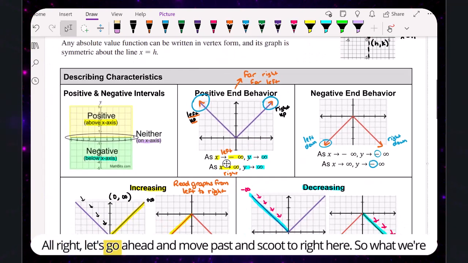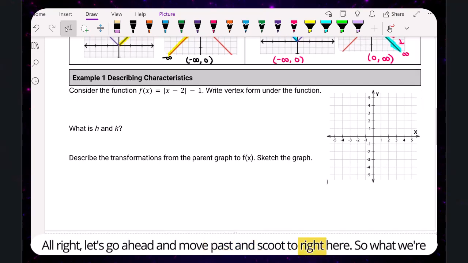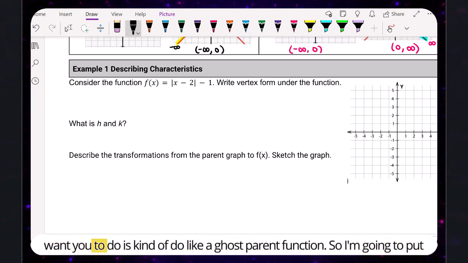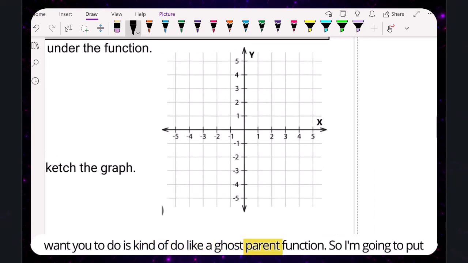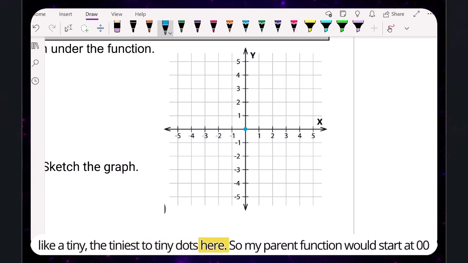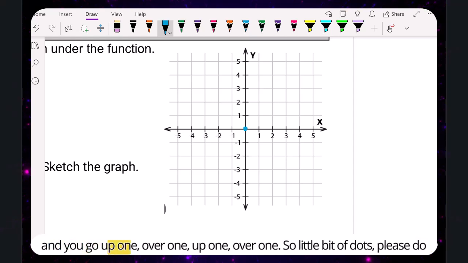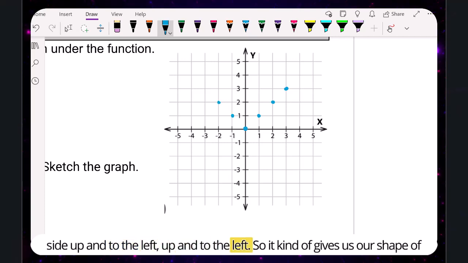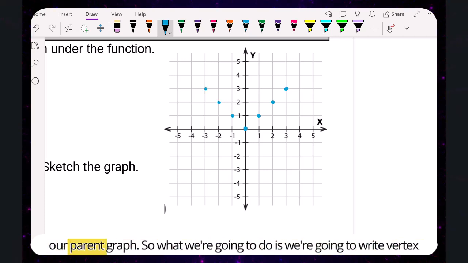All right, let's move past and scoot to right here. What we're going to do here is graph this function. But the first thing I want you to do is a ghost parent function. So I'm going to put the tiniest of tiny dots here. My parent function would start at 0, 0, and you go up 1, over 1, up 1, over 1. Little bitty dots, please do not connect. Do you see the pattern going on here? And then the other side, up and to the left, up and to the left. So it gives us the shape of our parent graph.